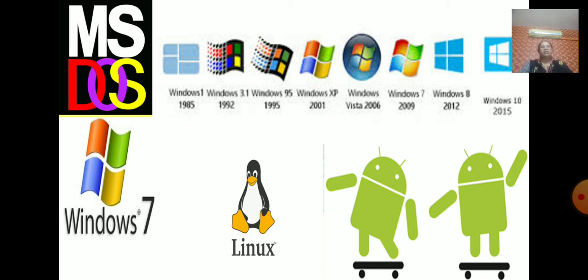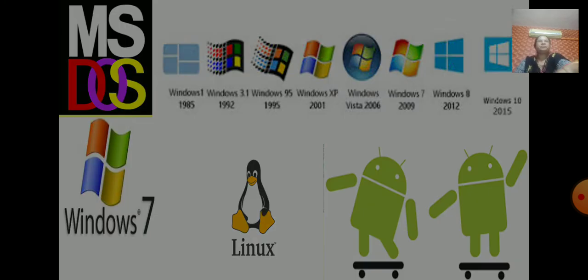And you can see Linux. Linux is also an operating system. And you can see Android, it is a mobile operating system. So which one is the mobile operating system? Android. Mostly we are using the Android operating system for mobile.